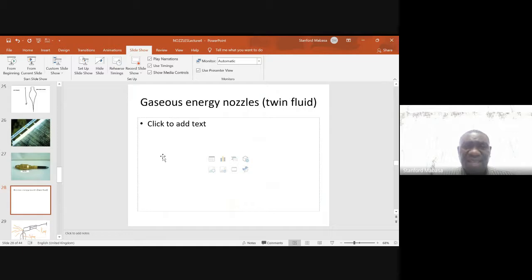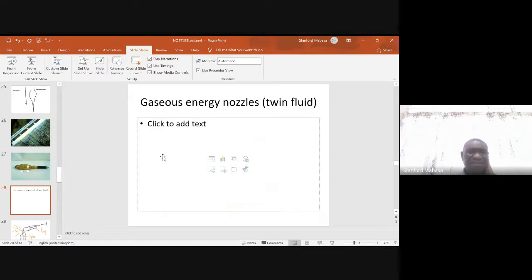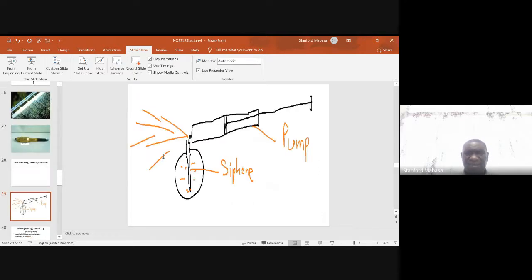Now, there are gaseous energy nozzles or twin fluid. Probably you have come across some of these nozzles, because they can be used at household levels. You can use them for spraying insects in homes or in gardens.